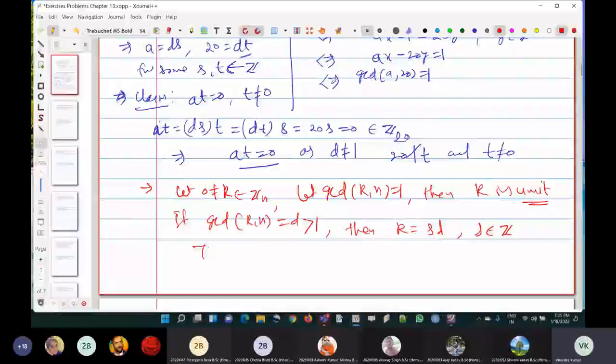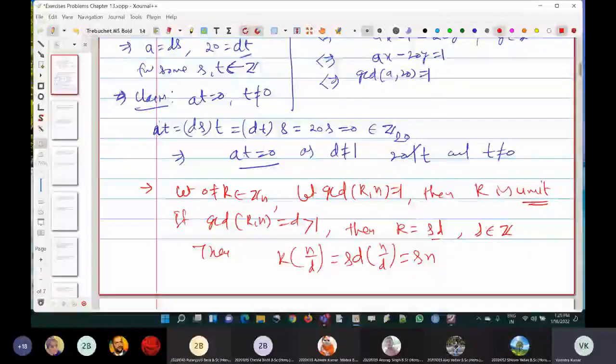Okay. Then you can write k as n by d times s, this is nothing but s times d. Here k you can write as s times d, and n by d, and the d's get cancelled. So we have s times n, and since this is a multiple of n, this is going to be 0. Okay. So here you see that k is non-zero, and also n by d is non-zero, as we have discussed earlier in the last question.